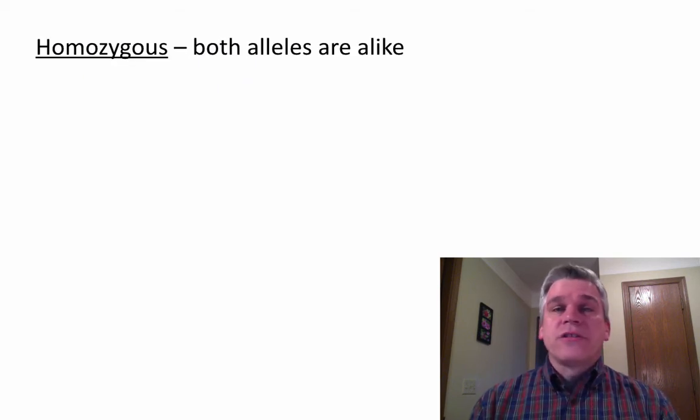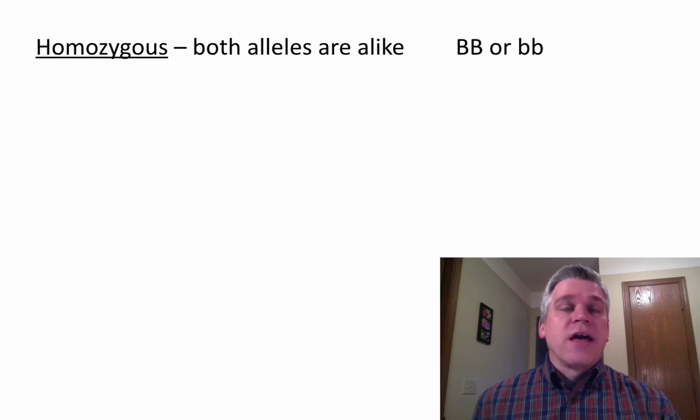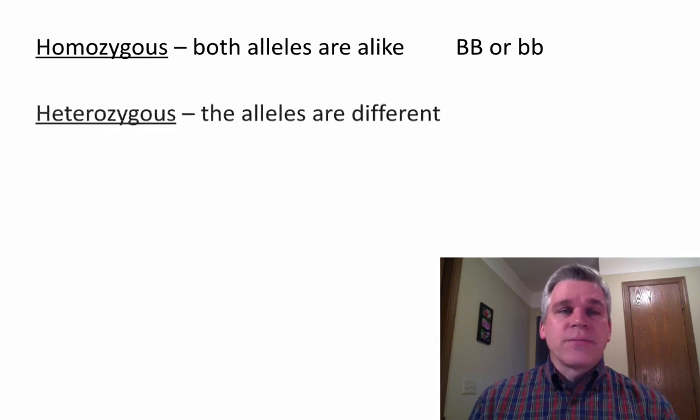A few definitions that you're going to be seeing quite a bit of. Homozygous means that both of the alleles are alike. They're the same. So for instance, an individual could have two dominant alleles for a trait, or they could have two recessive alleles. We would say that they are homozygous dominant or homozygous recessive. If the alleles are different from one another, we would say that that individual is heterozygous. In other words, they have one dominant allele and one recessive allele.